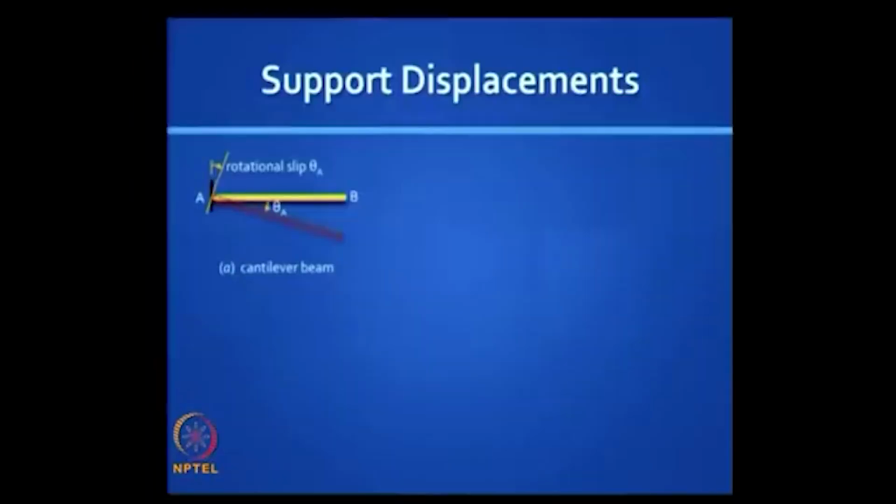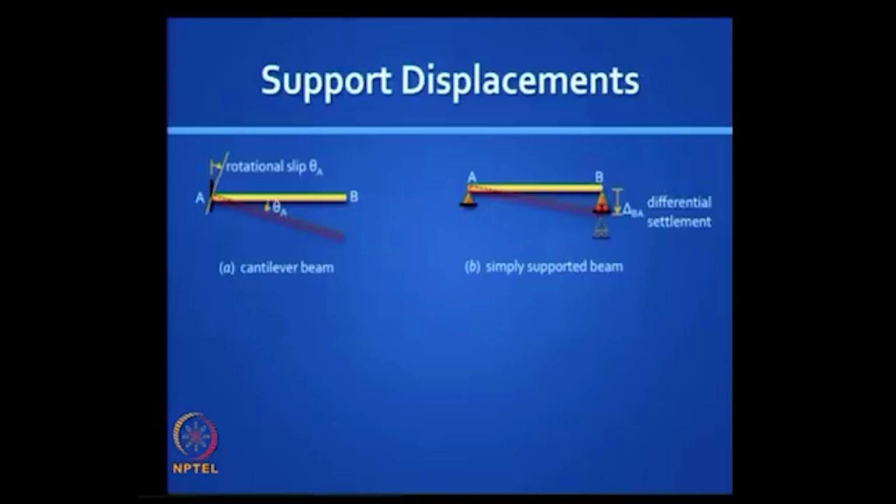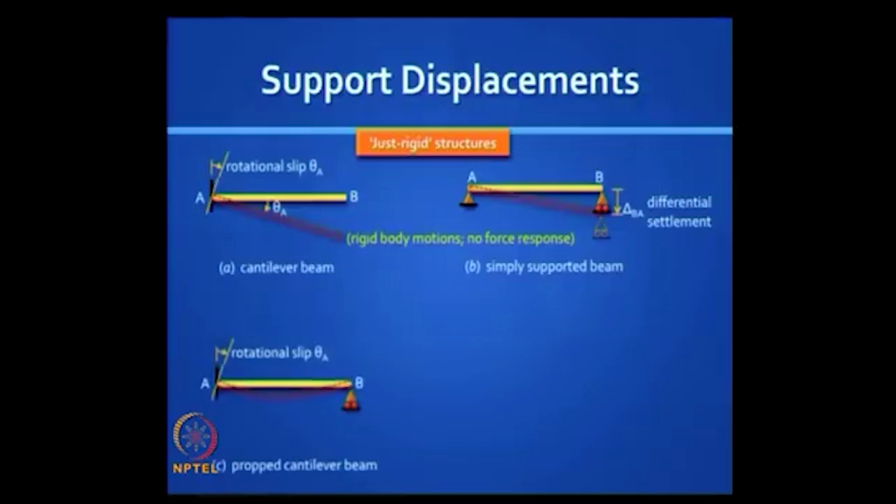This is an example of a cantilever beam where the support has rotated. There are no forces, there is a displacement response, but there is no force response. Similarly, you have a simply supported beam where you have a differential settlement, the straight line remains straight, so there is no change in curvature, no bending moment. These are examples of just rigid structures where you have rigid body movements and no force response.